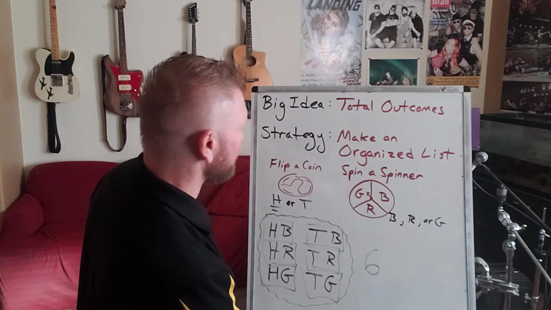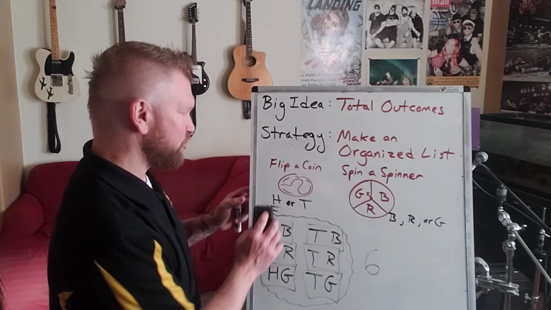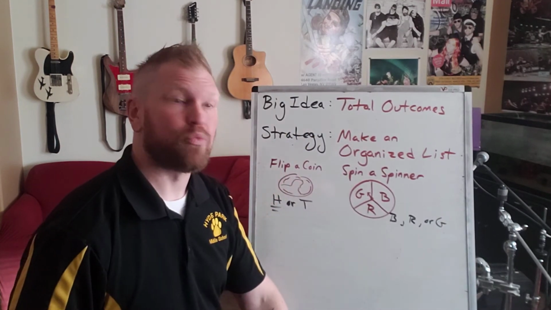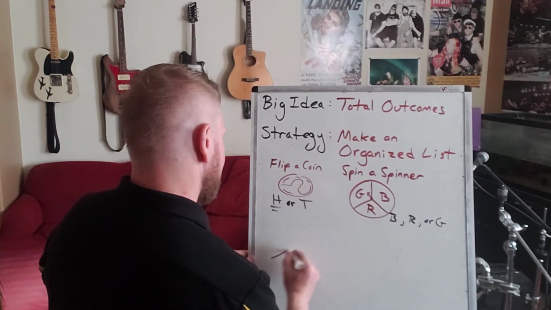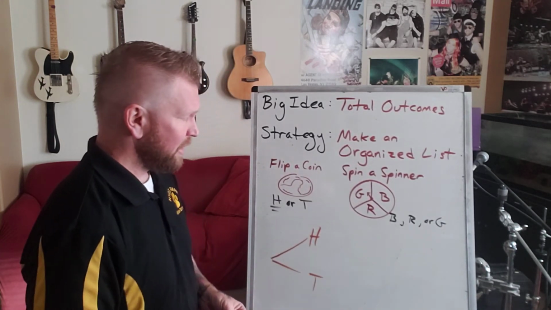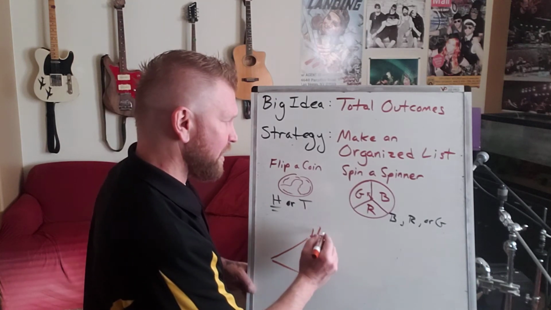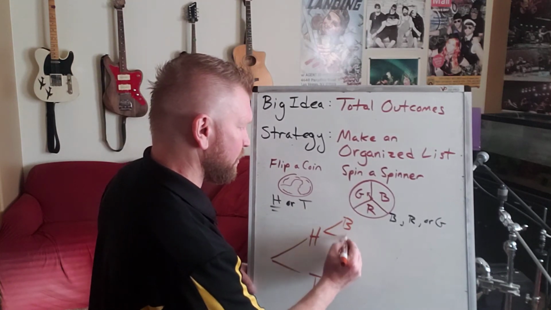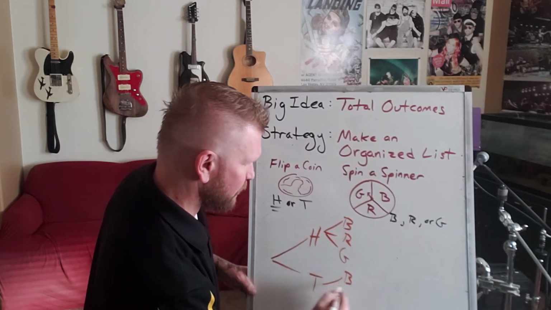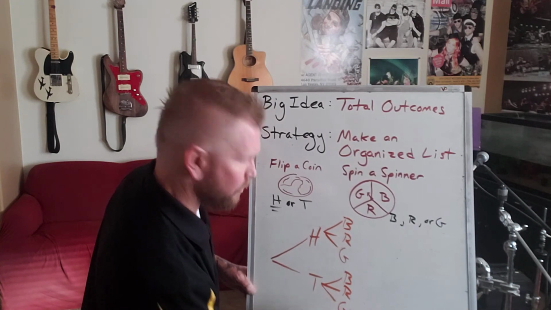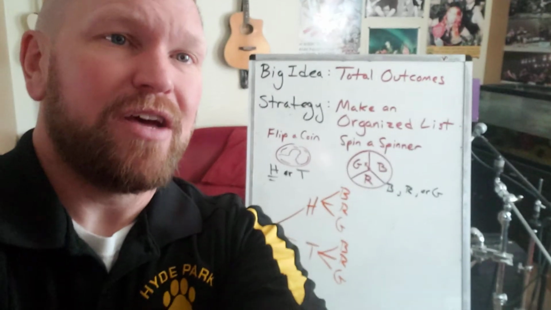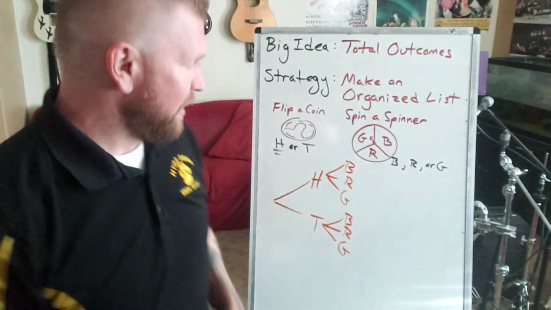Let me show you another strategy we could have done. We could have done a tree diagram. A tree diagram would work like this. First, you either got heads or tails when you flip the coin. And from heads, it was either blue, red, or green. Or from tails, it was either blue, red, or green. So now when you count the total amount of outcomes, you have to go to the final step on that tree diagram.